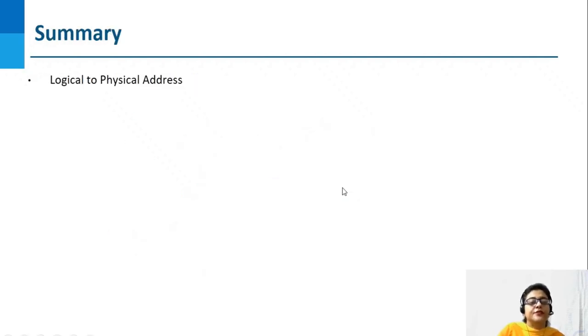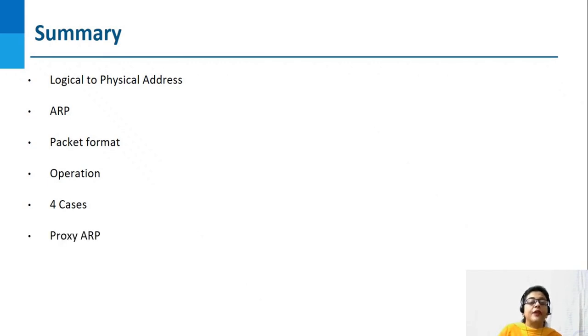To summarize, in this video we have learned about mapping of logical to physical addresses. Then we learned about the address resolution protocol. We learned about the packet format of the address resolution protocol, and we touched upon the operation of ARP. There are 4 different cases where an ARP request and reply can be sent. We have also learned about those, and we have touched upon proxy ARP.